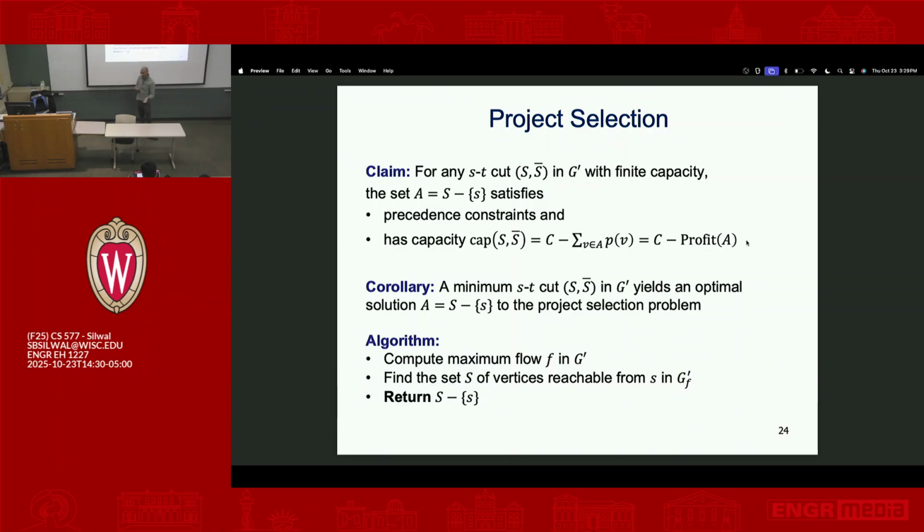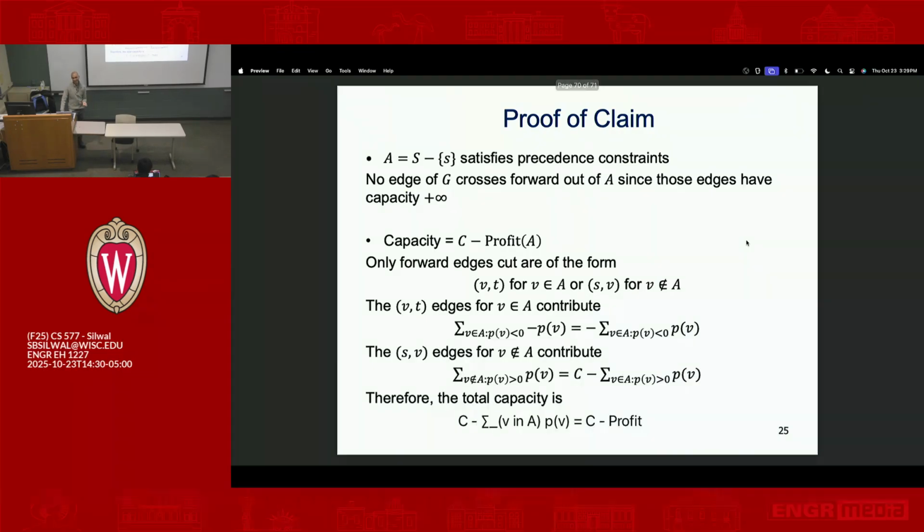The main idea is that every time you pull a node on the S side, you're not cutting that edge from S to that node. So you're subtracting that away from this quantity C, where you're actually doing that job. So that's why it's C minus the profit. But let's just check the math. Why is it true that the capacity of the cut is C minus the profit, if I do all the jobs on the vertices that are on the S side?